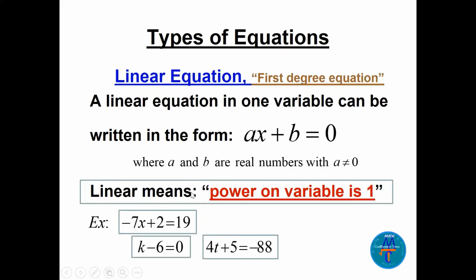You see an example here. Minus 7x plus 2 is equal to 19. See, we look at x. The important thing here is the variable x, power 1, so this is a linear equation. Let's see, we have the variable k. k minus 6 equals 0. So k has power 1, yes, it's a linear. 4t plus 5 equals minus 88. See, t has power 1. So this is a linear equation.